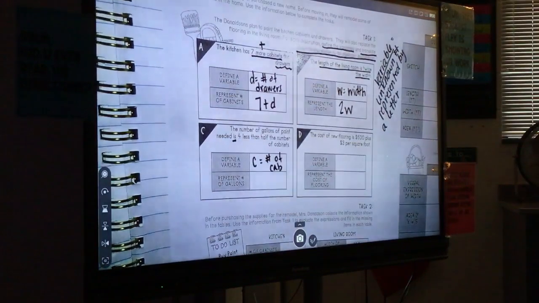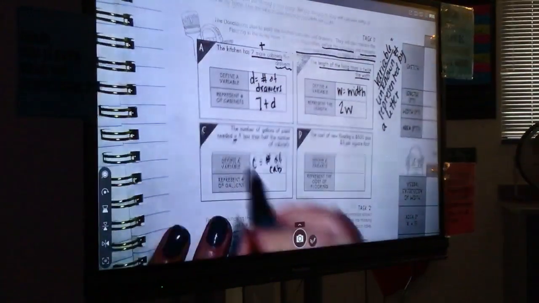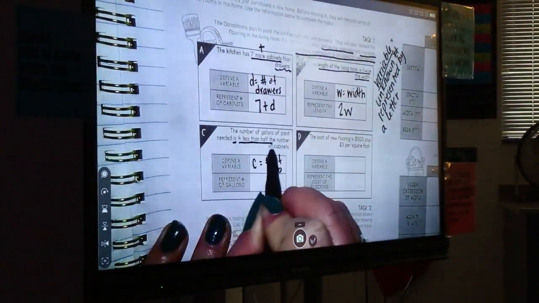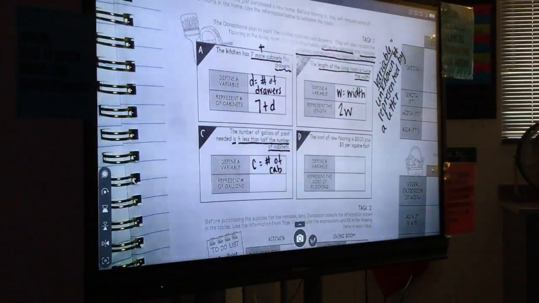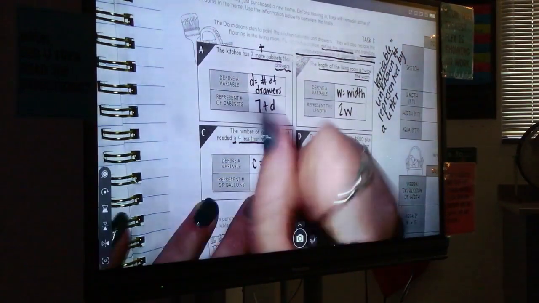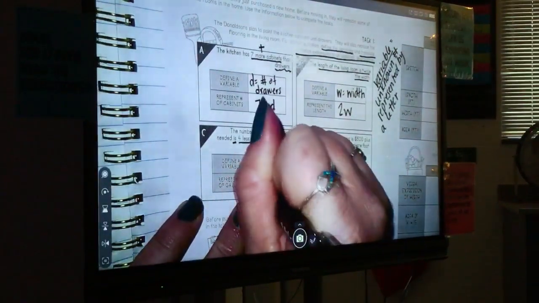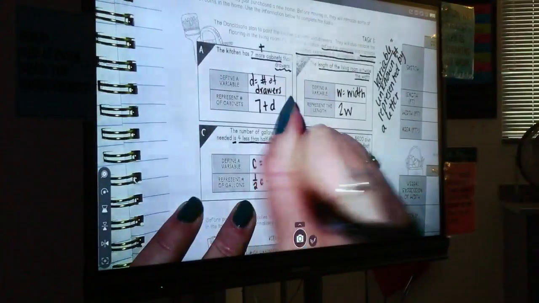Now, the number of gallons is 4 less than half the number of cabinets. So it tells us our expression right there, does it not? And that key word or key phrase, less than, is what? What's special about less than? Raise your hand. It's a switch phrase, which means we have to actually flip-flop. So this becomes half times C minus 4.